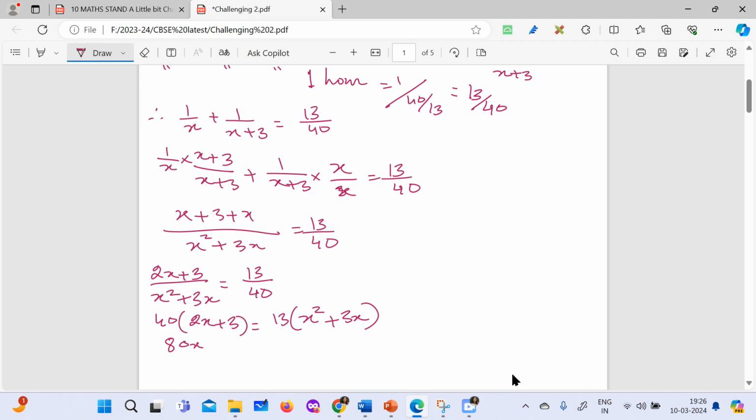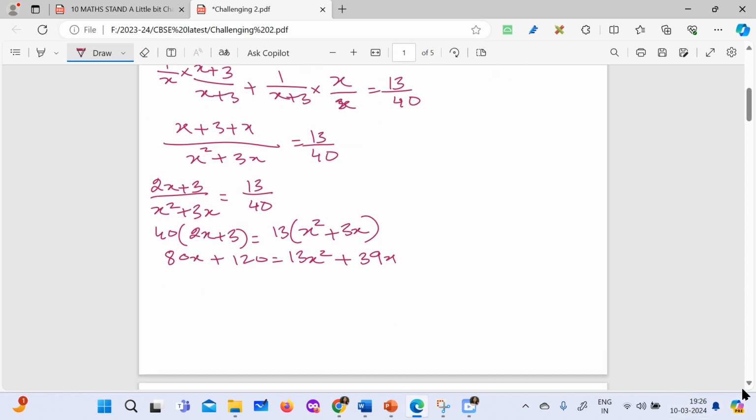So we have 80x plus 120 equals 13x square plus 39x. Now we can simplify this further. So now this is becoming a quadratic equation: 13x square plus 39x minus 80x minus 120 equals 0. So you have here 13x square and 39 minus 80, that will give you minus 41x minus 120, equal to 0.